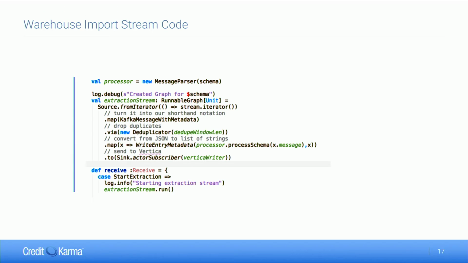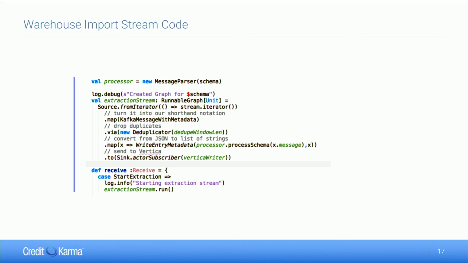You can see we're creating a runnable graph. We completely threw out the reader because we could just use a source from iterator. Kafka provides an iterator you can just use. We turned that into a type we understand. It's a map, Kafka message with metadata. We did have to write our own custom graph stage. That's what that via means, just because the deduplicator functionality didn't exist within Akka Streams. So that was really the only custom code we had to write here outside of converting some of our existing actors. And then again, we just map it.